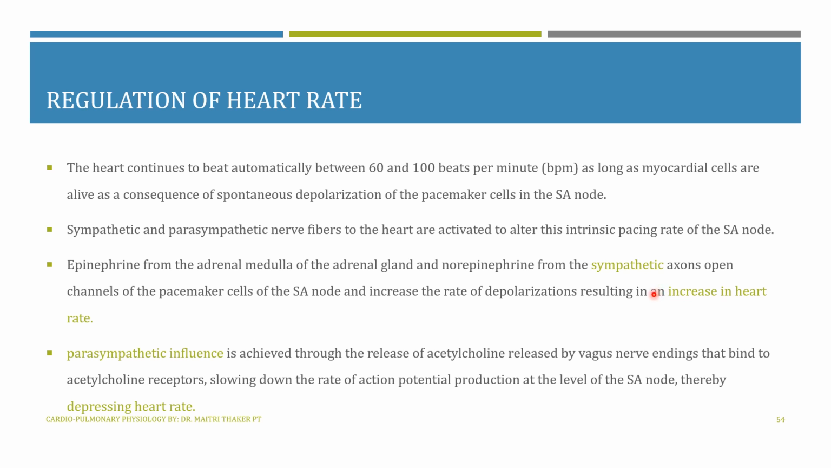Now, what happens under the influence of the parasympathetic nervous system? It is achieved through the release of acetylcholine, that is again a hormone. It is released by vagus nerve endings that bind to the acetylcholine receptors in our heart, which slow down the rate of action potential production and thereby depress the heart rate. Just opposite to the sympathetic nervous system.